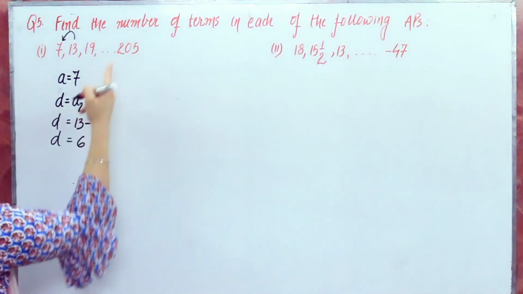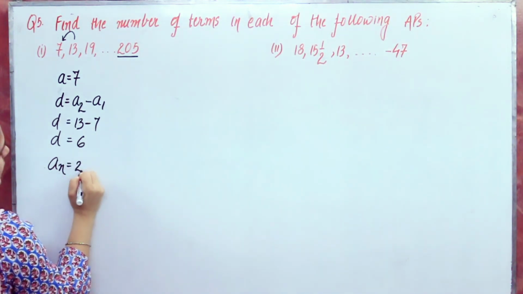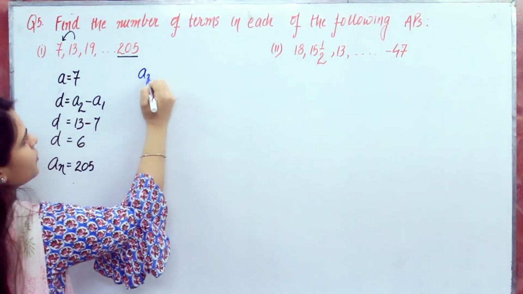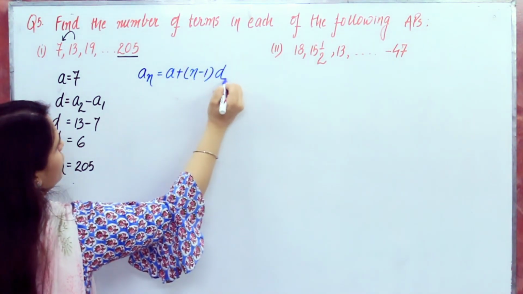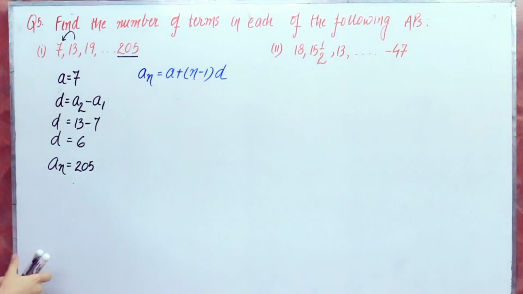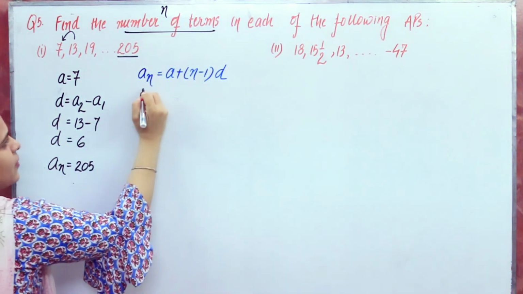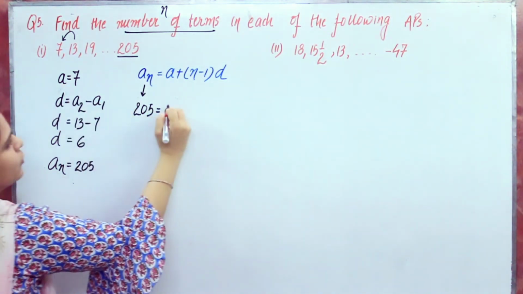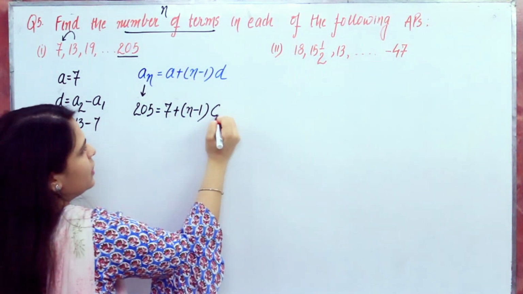And we have last term also. Last term is equal to 205. So by using formula of an is equal to A plus n minus 1D, using this formula we can find number of terms, or you can say the value of n. At the place of an we will write 205, value of A is equal to 7, n you need to find, and value of D is equal to 6.